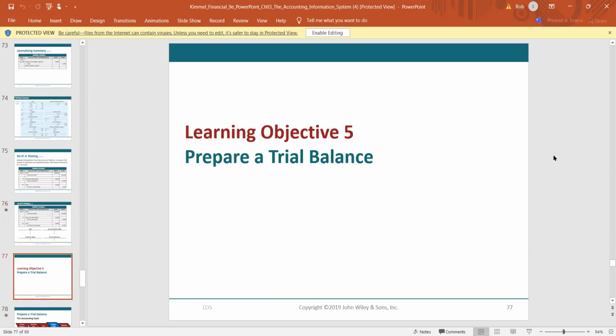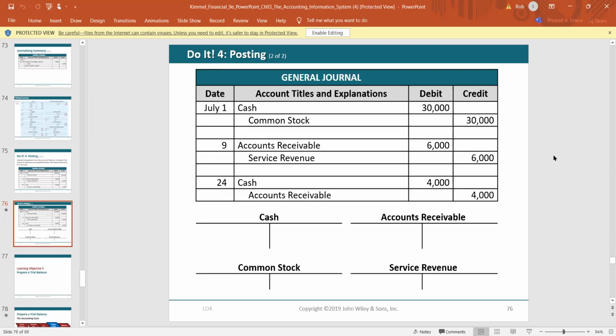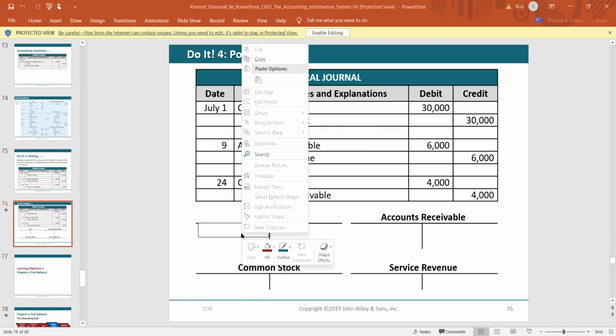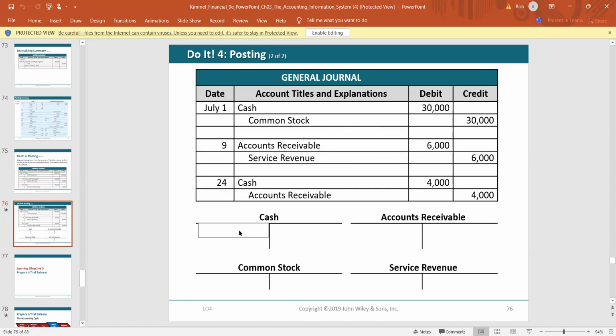Cash. Let's do it together, okay? Cash, debit, you would put the 30,000 right over here. Let's see if I can do that. And I can't override this. So you'd have 30,000 there, debit, and then common stock, credit. Accounts receivable, debit, revenue, a credit. And here we collected money from some customers. Cash went up and receivables went down with the credit.